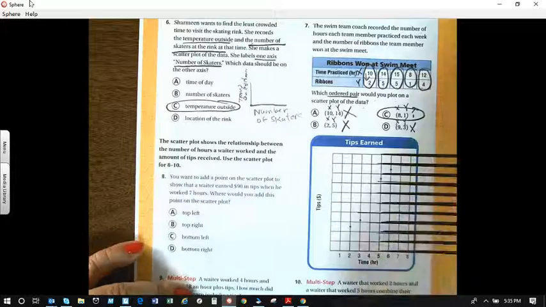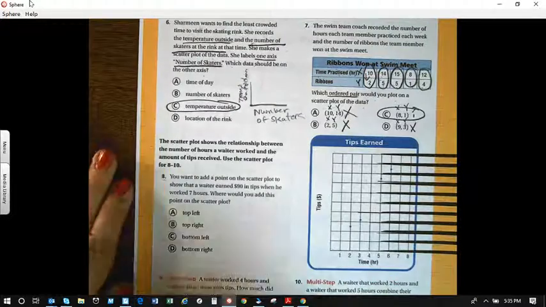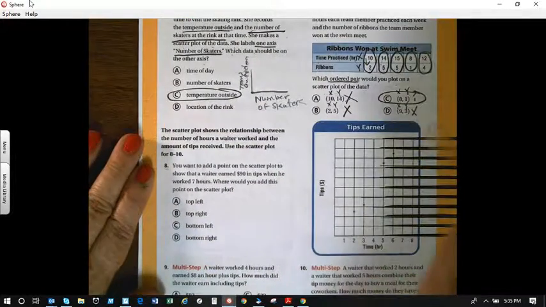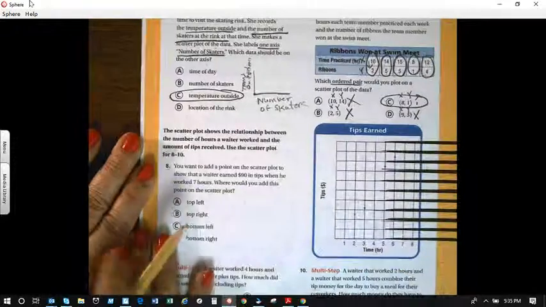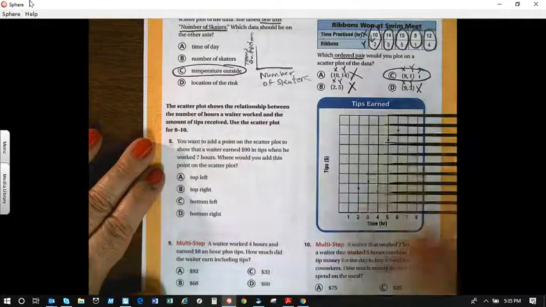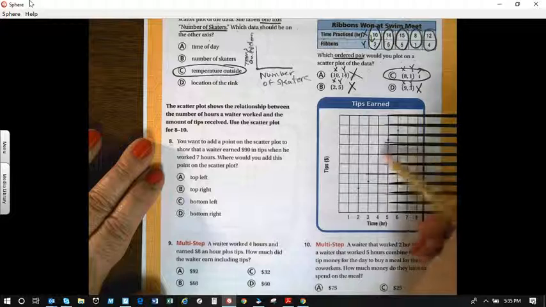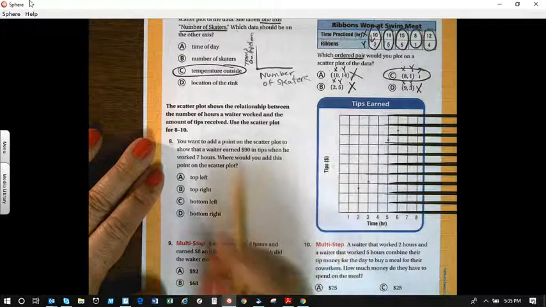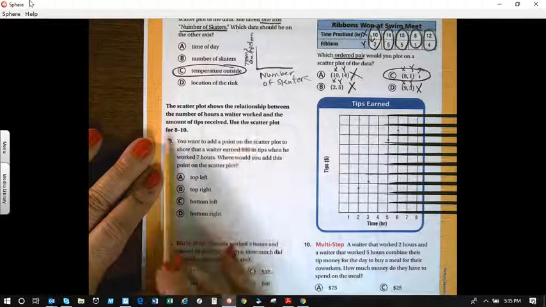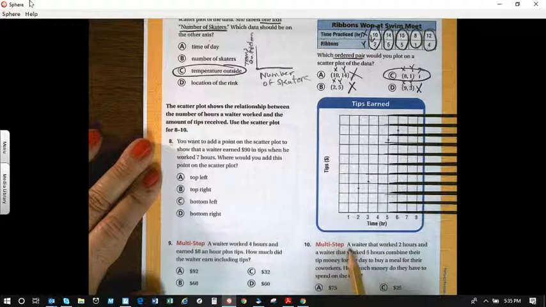Okay? Let's take a look. These lines came off of my printer. I apologize for that, so just ignore those. You can still see the dots here. All right? Now, you're going to use 8, 9, and 10 for this plot here.